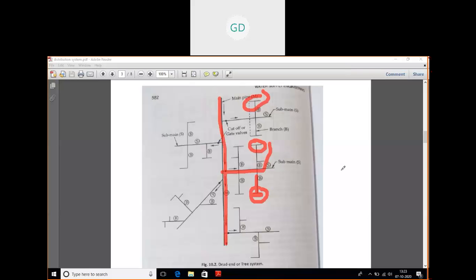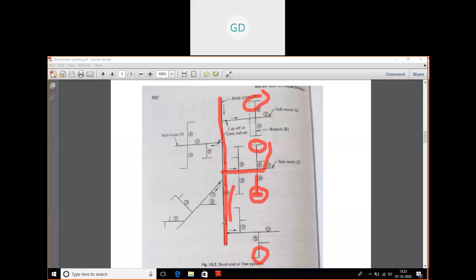Okay, you cannot increase the discharge. Suppose there is a very big fire breakout in this place, so you have to depend upon this main supply pipe, or you cannot get water through any other network. Okay, there is no other way to get the water. You have to depend upon this main supply pipe.